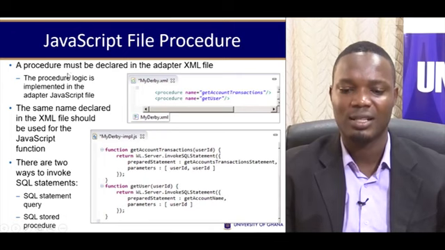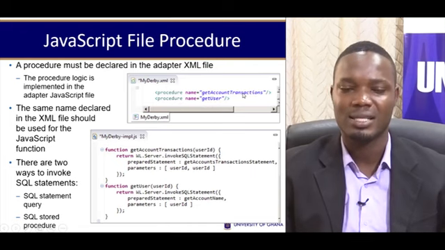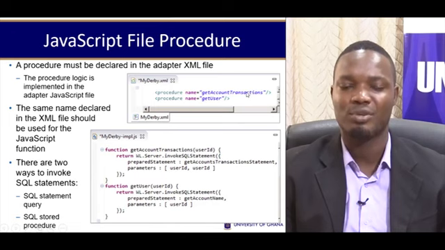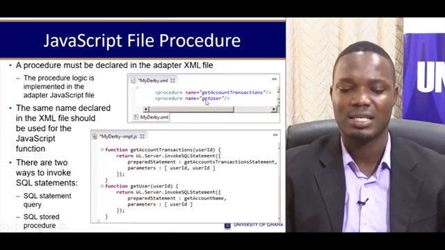Now, after that is done in the XML file, a procedure must be declared. So we would declare the procedure in the XML file. Here we have 2 procedures being declared in our example. We have the get account transaction. So let's say that we are talking to some banking system and we want to get account transactions as one of our procedures. And for the second procedure, we want to get the particular user that is trying to access the system. So we have these 2 procedures defined in the XML file.